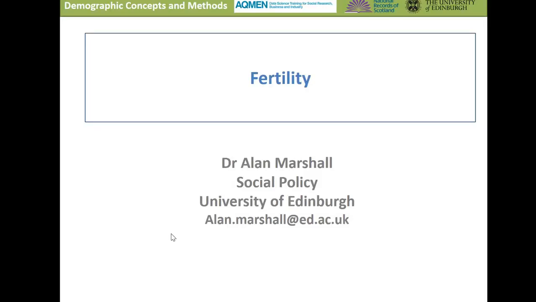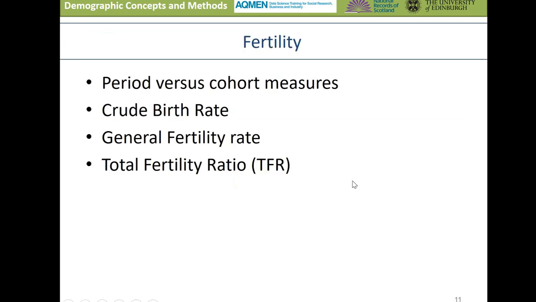So the first topic of these talks is fertility, which relates to the numbers of births that we might record in society. And within this first talk, I'm going to focus on a number of topics. First of all, the distinction between period and cohort measures of fertility, but here this also applies to other demographic measures. I'll then look at the crude birth rate, the general fertility rate, and finally the total fertility ratio.